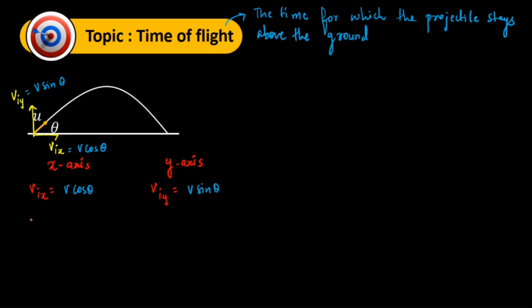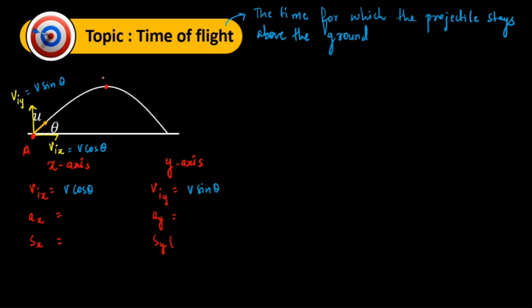Apart from this initial velocity, we can talk about acceleration in the x-axis. We can also talk about displacement in the x-axis, and so on. In the y-axis also, we'll talk about acceleration, and displacement in the y-axis for the complete journey as well as for half the journey.